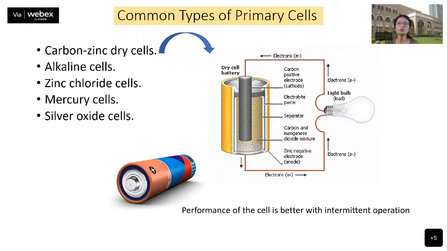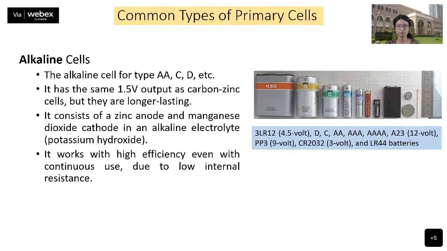So this kind of cell is basically a primary cell, as you can see, because the reaction will occur only once and then you cannot revert the reaction back. And the performance of this cell is generally better with intermittent operation.